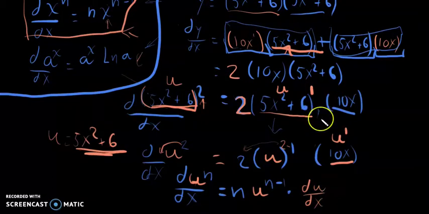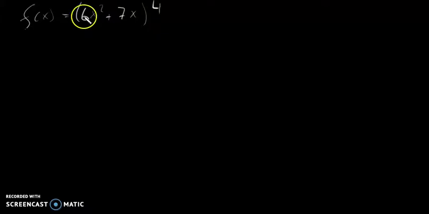So let's see this in a practical setting, right? This is like the generalization of the power rule with a chain rule involved. Now let's see some examples of that. Okay, so let's say we had some expression like this one. F of x equals 6x squared plus 7x, all of that raised to the 4th.